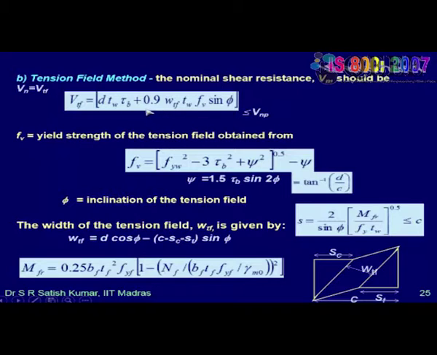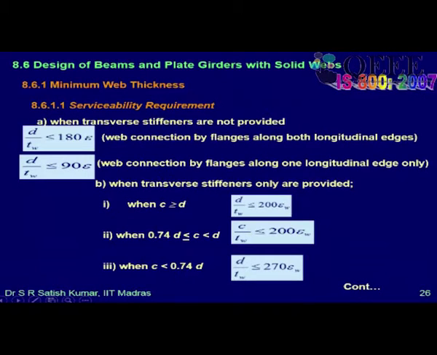Okay, so in the simple method, we are limiting ourselves only to the first term. In the tension field method, we try to go beyond that and calculate the strength that is available up to collapse. That method is given here. We are not going to use it now. It's slightly beyond the scope of a UG syllabus.